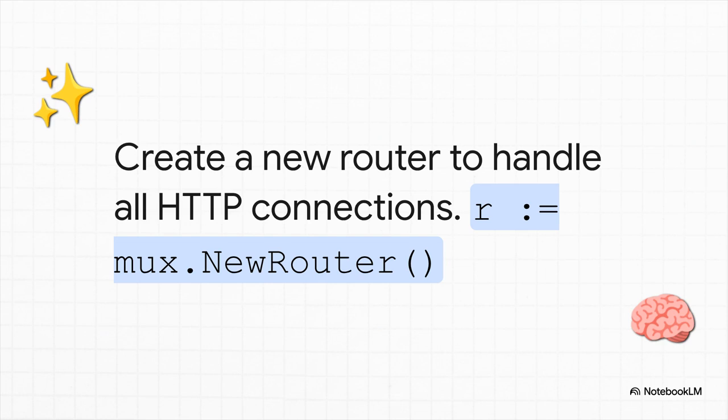Okay, step 1. Instead of just letting Go handle routing implicitly, we're going to take control. We explicitly create our own router instance by calling mux.NewRouter. We'll just assign it to a variable, let's call it r, and this little guy is now the new brain, the new traffic controller for our entire application's routing.